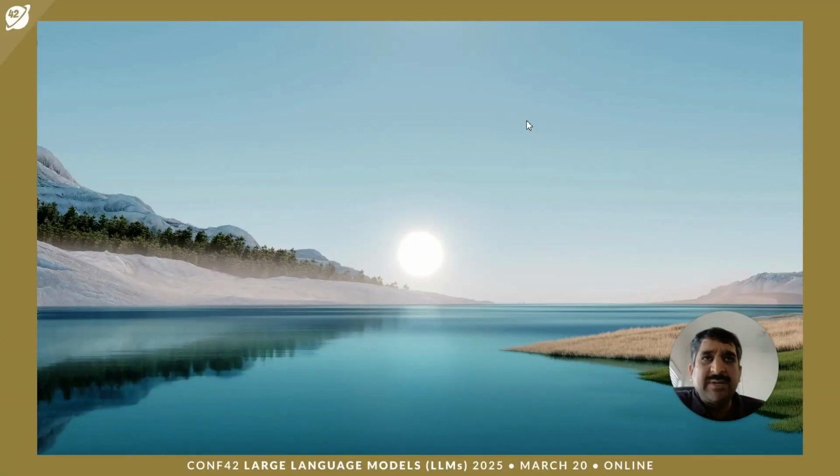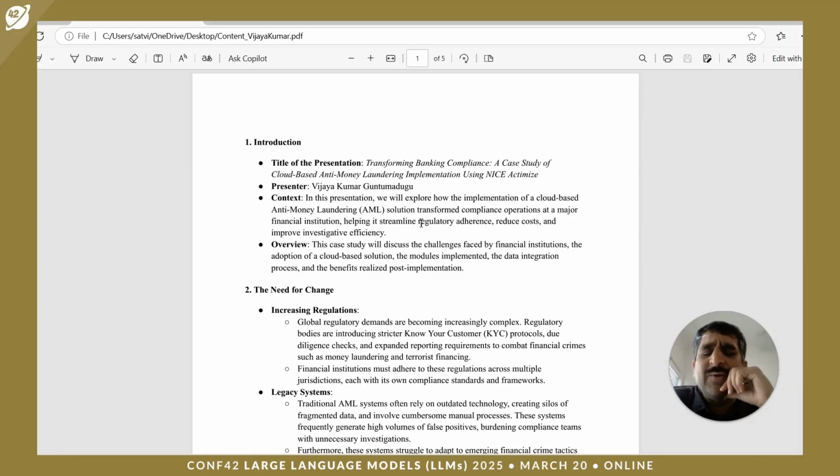Today I am going to discuss a topic called anti-money laundering, which is very important in banking and financial institutions. Let me bring my presentation up. So today we are going to discuss in detail cloud-based anti-money laundering implementation using the NICE Actimize tool.